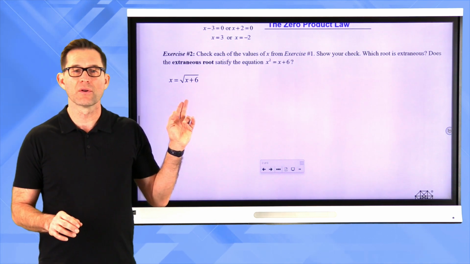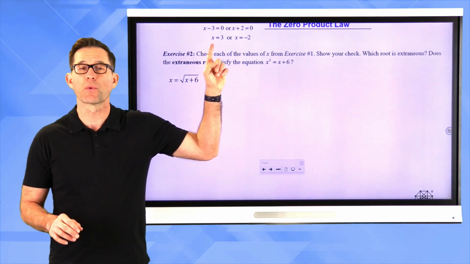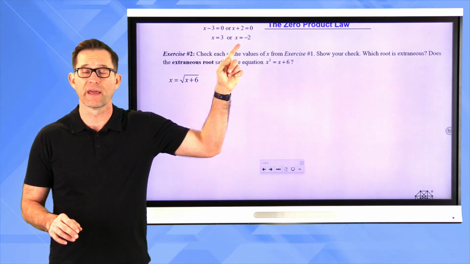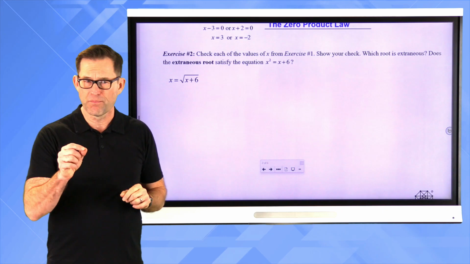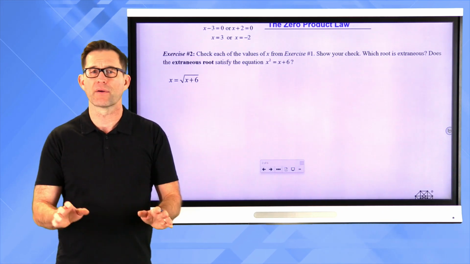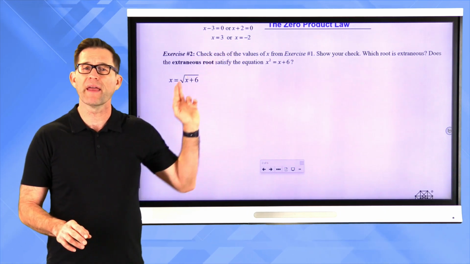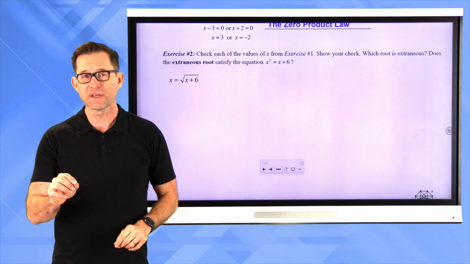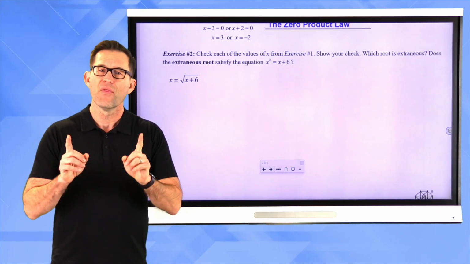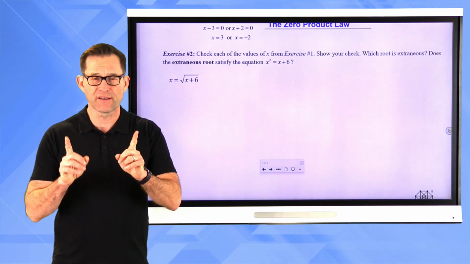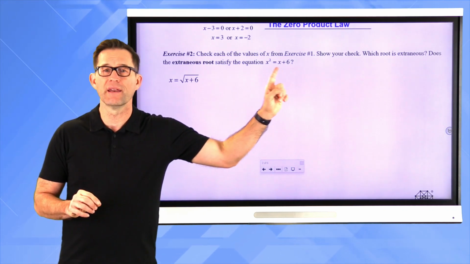Here's my original equation, and my two solutions were x equals 3 and x equals negative 2. What I'd like you to do is check both of those by hand. Don't use store in your calculator, but check both of those by hand in this equation. One of them is going to be extraneous, and one of them is truly a solution to the equation. Then, the one that is extraneous, I'd like you to check it in this equation.